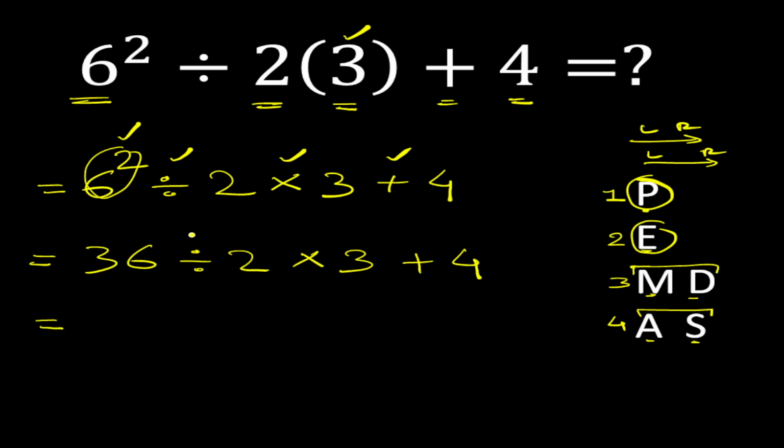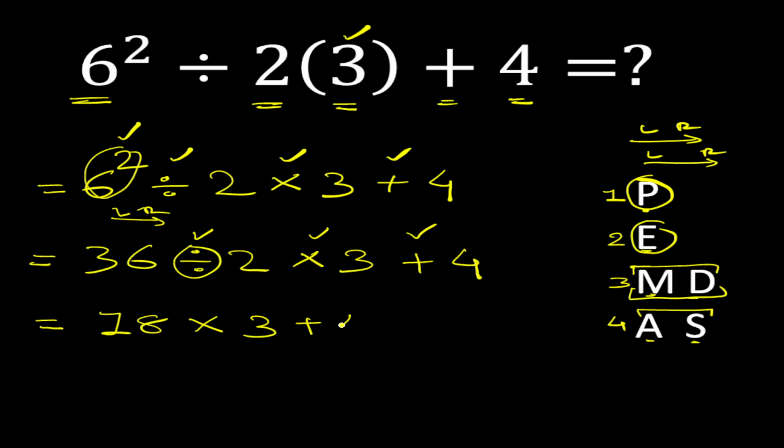Now we have one division, one multiplication and one addition. So multiplication and division both have equal priority, so we have to solve it from left to right. So first we have to solve this division. So 36 divided by 2 is equal to 18. Multiply 3 plus 4. So now we have one multiplication and one addition. So according to the PEMDAS rule, first we have to solve multiplication, then we have to solve addition.